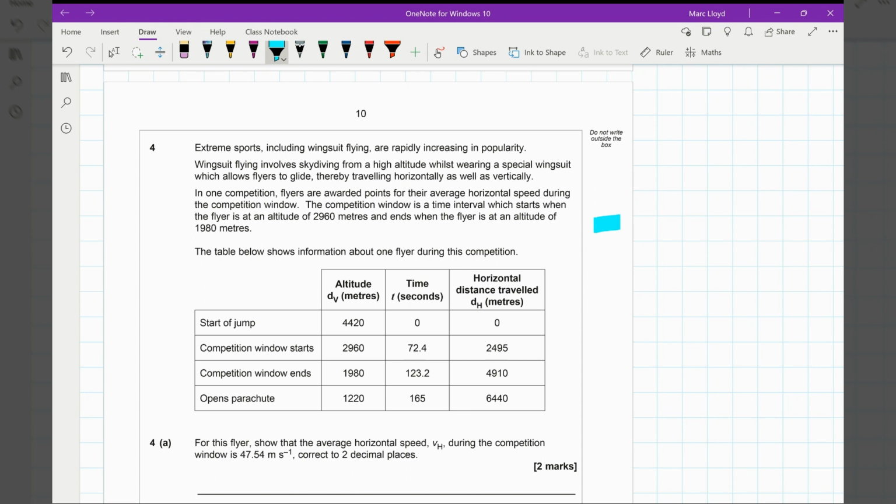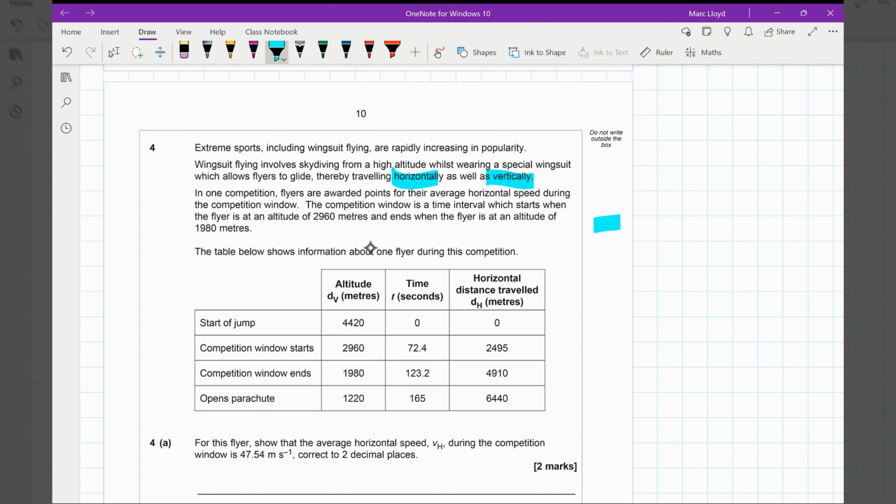So, extreme sports, including wingsuit flying, are rapidly increasing in popularity, apparently. Sorry, any wingsuit flying enthusiasts. It involves skydiving from a high altitude whilst wearing a specialist wingsuit, which allows flyers to glide and thereby travel horizontally as well as vertically. So that's kind of important.